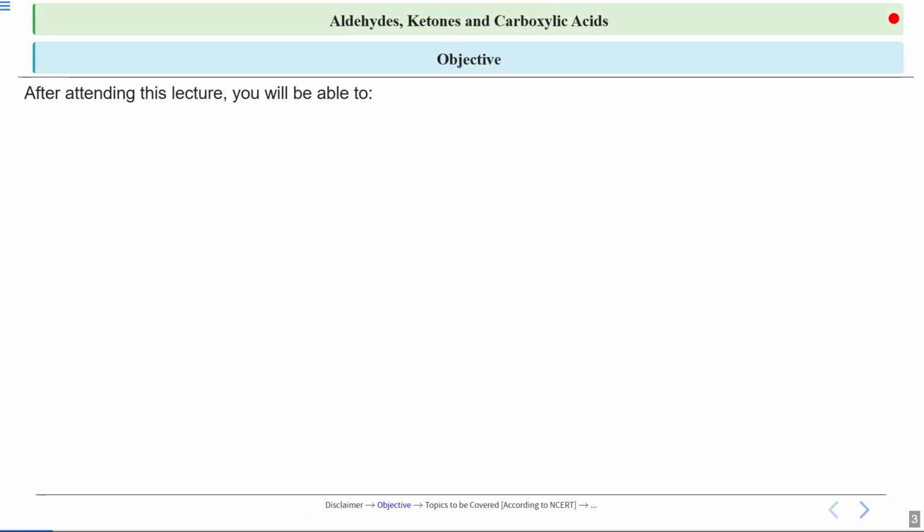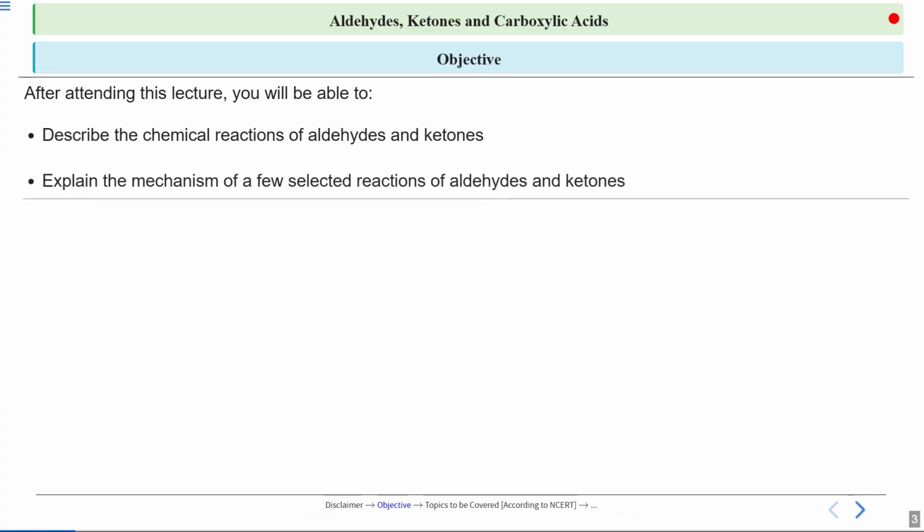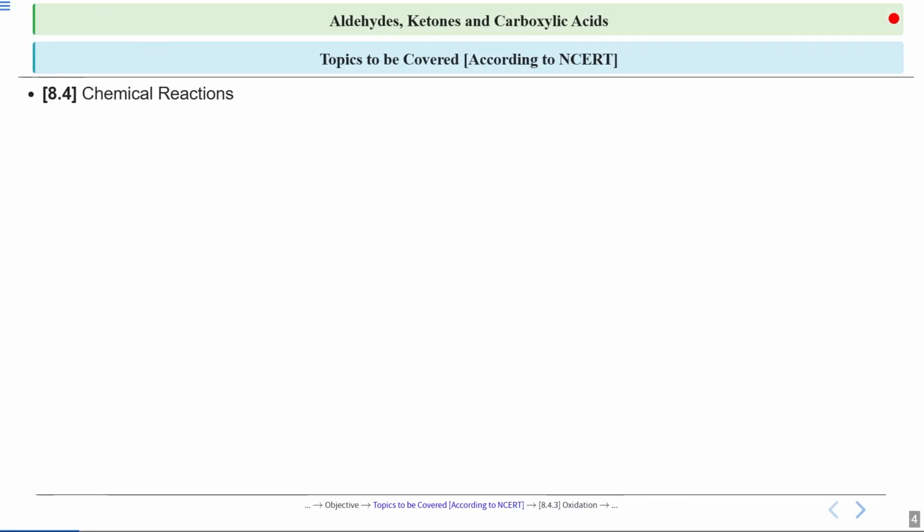So what is the objective of today's lecture? After attending this lecture, you will be able to understand the topics which we are going to cover today. So, today we will describe the chemical reactions of aldehydes and ketones, and explain the mechanism of a few selected reactions of aldehydes and ketones. Okay, so let's begin with today's lecture.